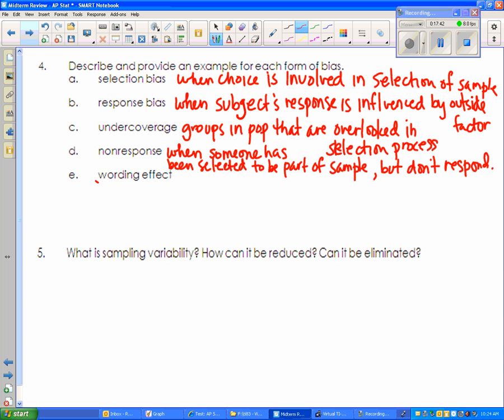Wording effect, that's pretty much exactly what it says. It's basically when the wording of a question influences somebody's response. And so this is what we did our project on. It could be that the wording is poor and ambiguous. It could be that there's a leading statement in the question that kind of influences the way someone responds. But it's basically when the wording of a question influences the response.